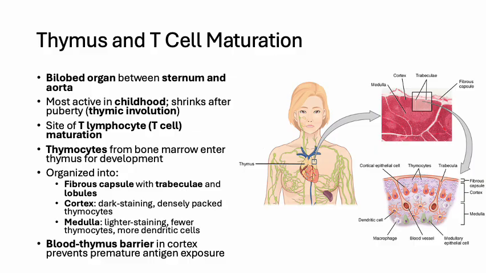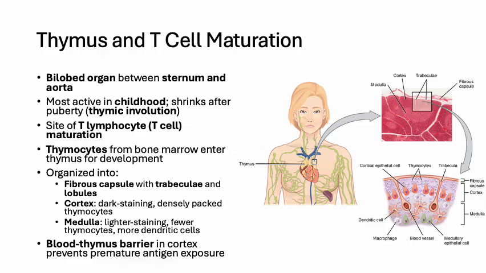The structure of the thymus is highly specialized. It is enclosed in a fibrous capsule that extends inwards as trabecula, dividing the organ into lobules. Each lobule contains a cortex, which is densely packed with developing thymocytes and stained dark in histological sections, and the medulla, which contains fewer thymocytes and more macrophages, epithelial cells, and dendritic cells, resulting in a lighter stain.